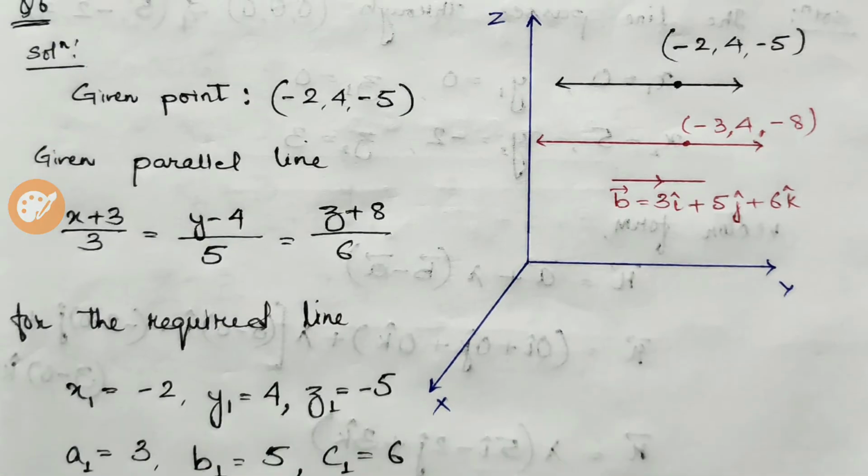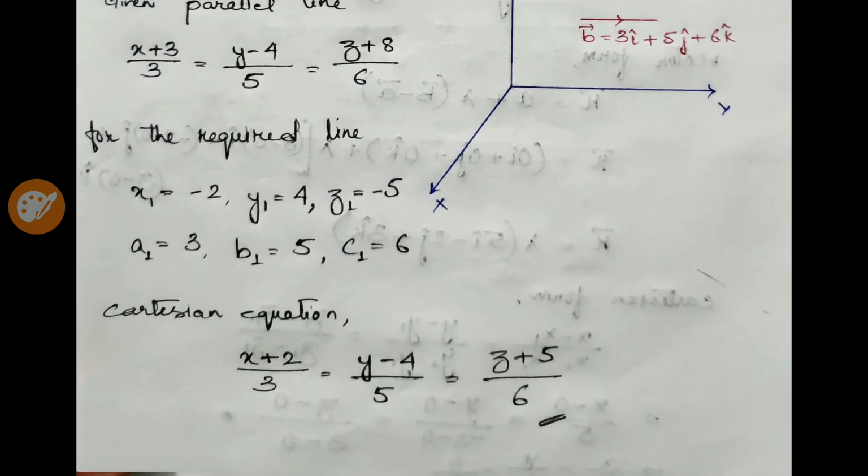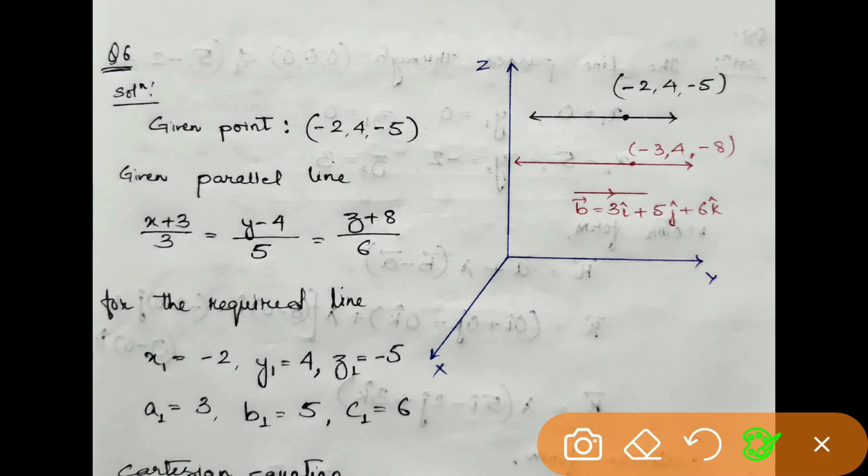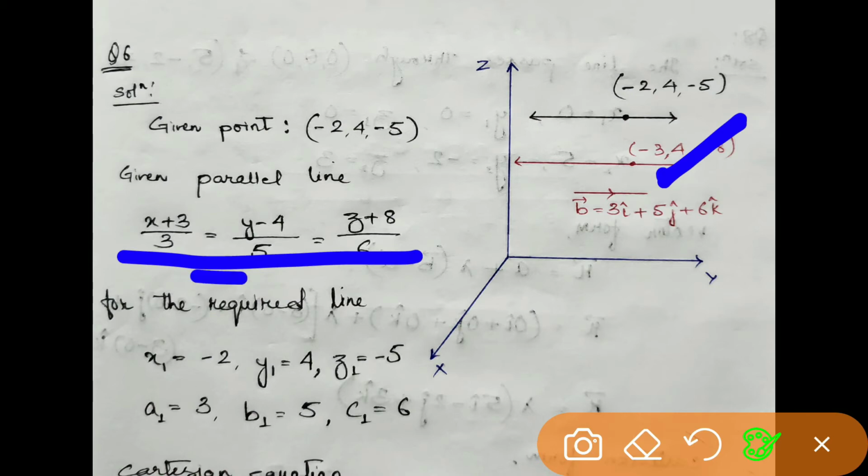Okay, now question number 6. Read question number 6. Find the Cartesian equation of the line which passes through the point -2, 4, -5 and is parallel to a line given by this. So already there is a line given to you. So suppose I take the line as this is my line. Okay, so look at the equation of the line.